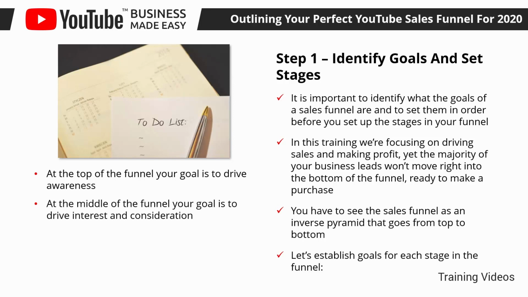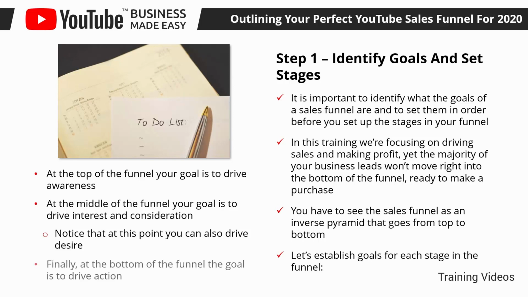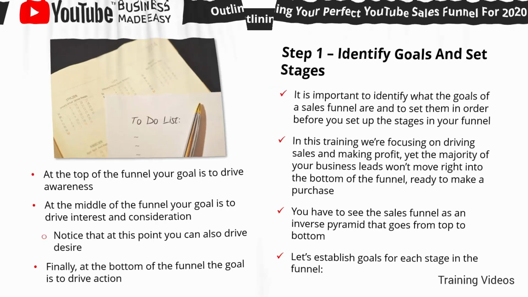Once a lead sees you as a trustworthy authority, they'll keep hanging around, watching your videos, either because you are a trusted source of information or because your products offer a real way to solve an issue or need in their life. Notice that at this point, you can also drive desire. This means that the lead is not only considering your product, but is actively desiring your product. Yet there is an objection stopping the lead from taking action, such as price, or maybe they need to learn more about the product before making a purchase. Finally, at the bottom of the funnel, the goal is to drive action. This is when a lead is ready to convert by signing up for a trial or making a purchase.